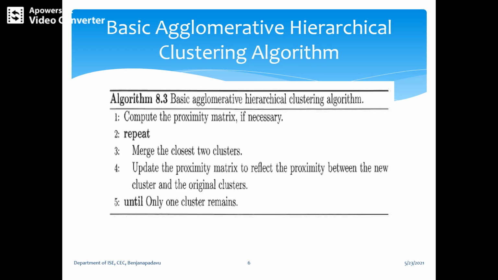The next step says to update the proximity matrix to reflect the proximity between the new cluster and the original clusters. Once we find which proximity distance, like min or max or group average, is the best, we select that one. Based upon that, we update the proximity to reflect the proximity between the new clusters and the original clusters, until only one cluster remains. Finally, out of all the input clusters, one should remain. Up to that point, we calculate all the clusters.